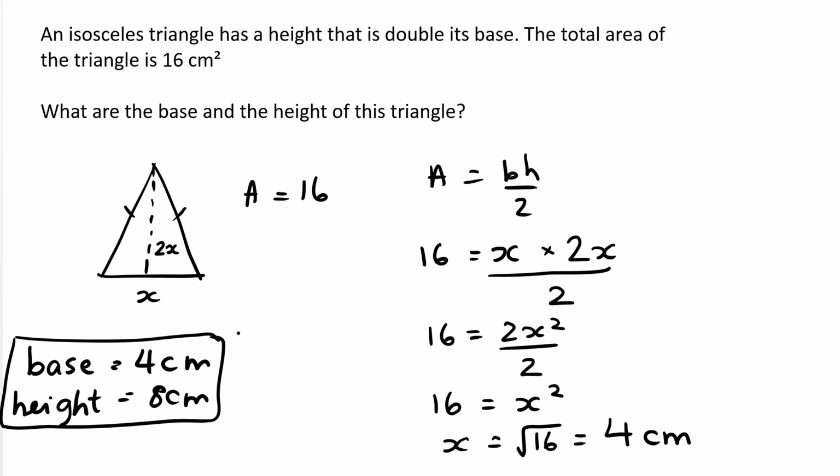Now I can check that by saying, alright, if I multiply the base by the height and divide by 2, will that give me an area of 16? Well, 4 times 8 is 32. If I divide that by 2, I get 16. So that was the original area that I started with.